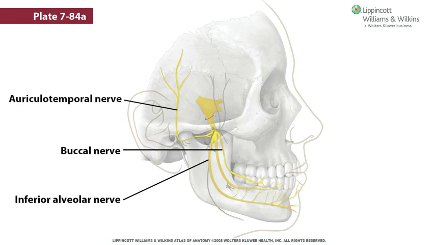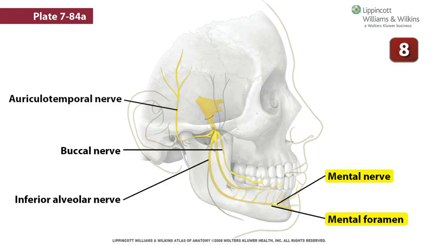The inferior alveolar nerve passes through the mandibular foramen on the medial side of the ramus of the mandible, passes through the mandibular canal where it gives off sensory branches to the mandibular tooth sockets, and emerges onto the face via the mental foramen as the mental nerve. The mental nerve innervates skin over the chin and lower lip.